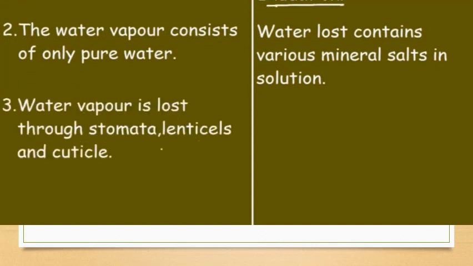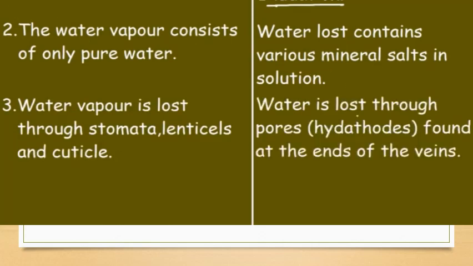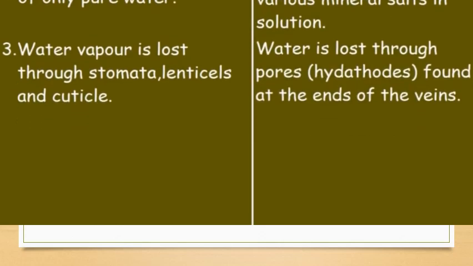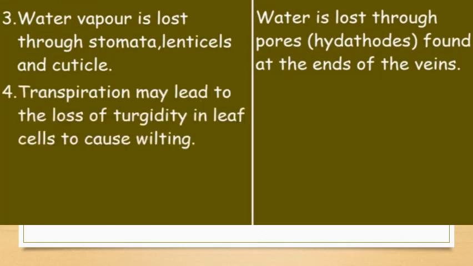Next one is: in transpiration, water vapor is lost through stomata, lenticels and cuticle, and in guttation, water is lost through pores. These are called hydathodes, found at the ends of the veins.